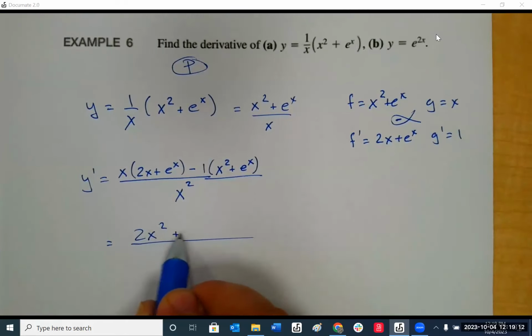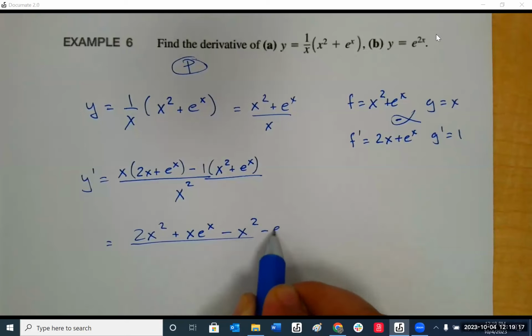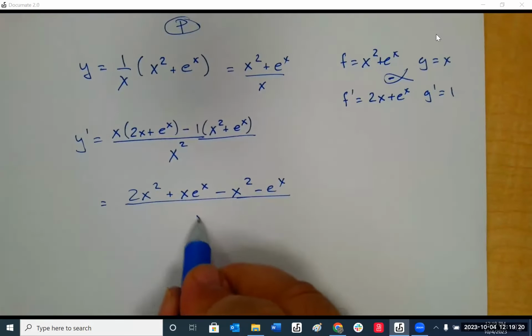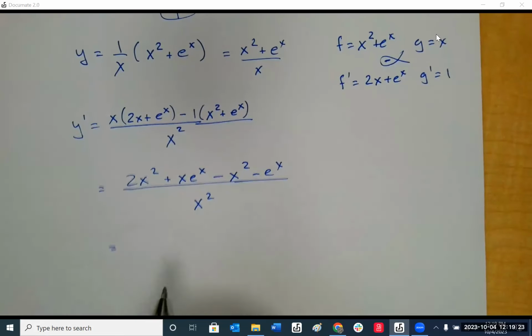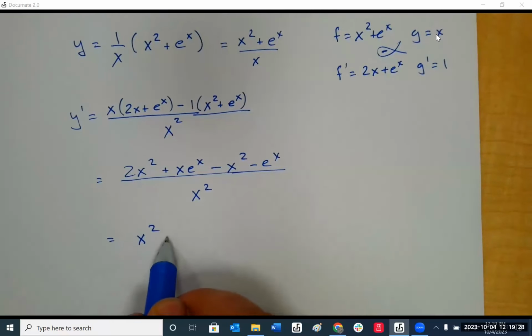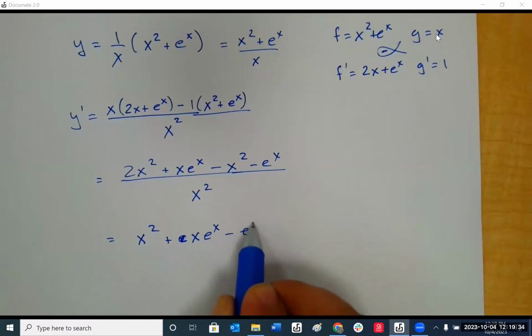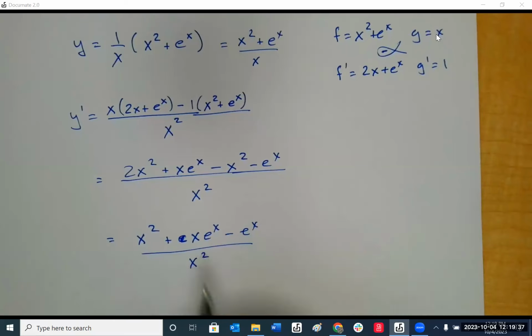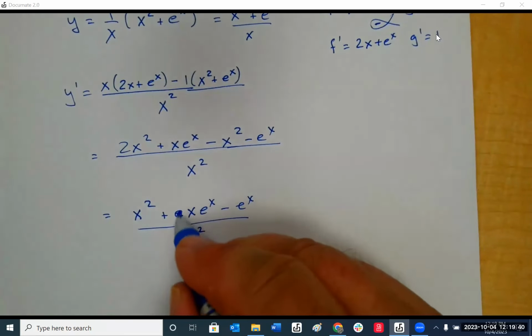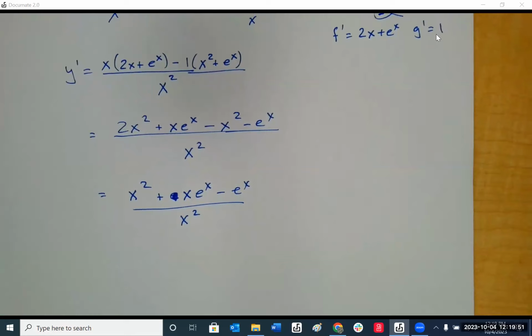2x squared plus e to the x, or plus x e to the x, minus x squared minus e to the x, over x squared. And then I didn't know how to simplify. Okay, 2x squared minus 1x squared is x squared. Oh, yes. X squared. That's in simple form. Yeah, there's not much we can go any further from there.